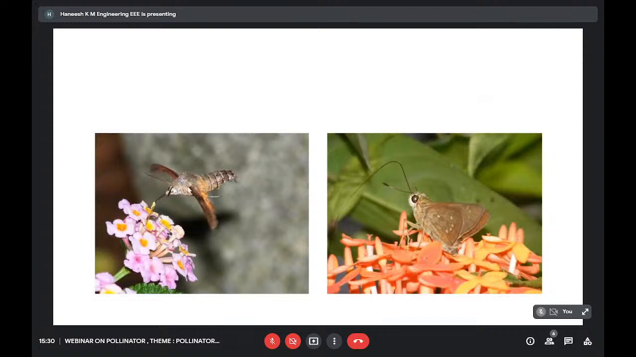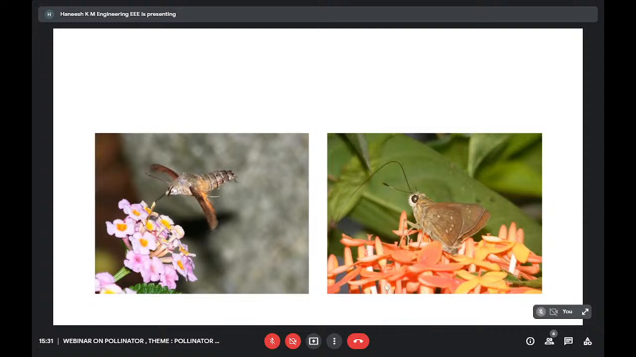The one on the left is what we call a hummingbird hawk moth. Actually it is a hawk moth, but it flies like a hummingbird, so it is called a hummingbird hawk moth. The other one is a skipper butterfly. You can see that their proboscis is suited to the type of flowers.